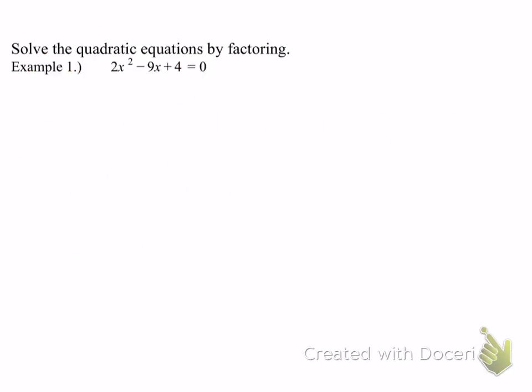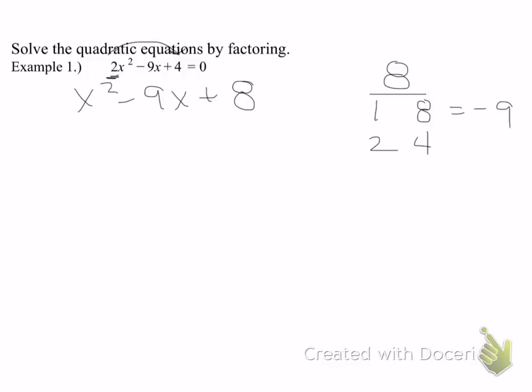All right, so what we have here is a coefficient. We've got a 2 here, so we need to get rid of it by multiplying. So I've got x squared minus 9x plus 8. So factors of 8. We've got 1 and 8. We've got 2 and 4. Our goal is to get a negative 9. Well, we're going to use 1 and 8, and they're both negative. So I've got x minus 1, x minus 8.